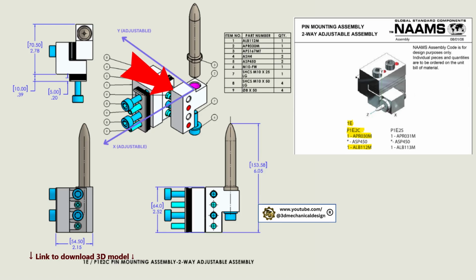The assembly includes an APR030M locating pin retainer, an ALB112M L-block, plus a set of ASH402 4-slot shims and a 5mm spacer. The ASH402 shim pack gives us adjustment along two perpendicular axes, so we can fine-tune the pin position and dial in the part location accurately in the real fixture.